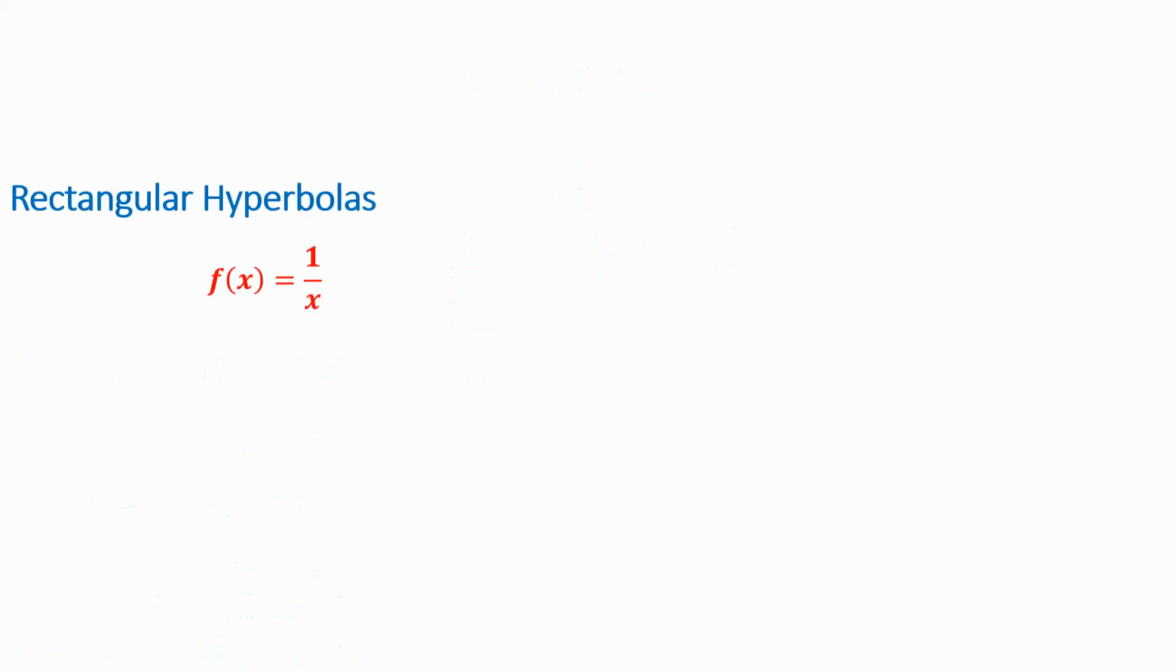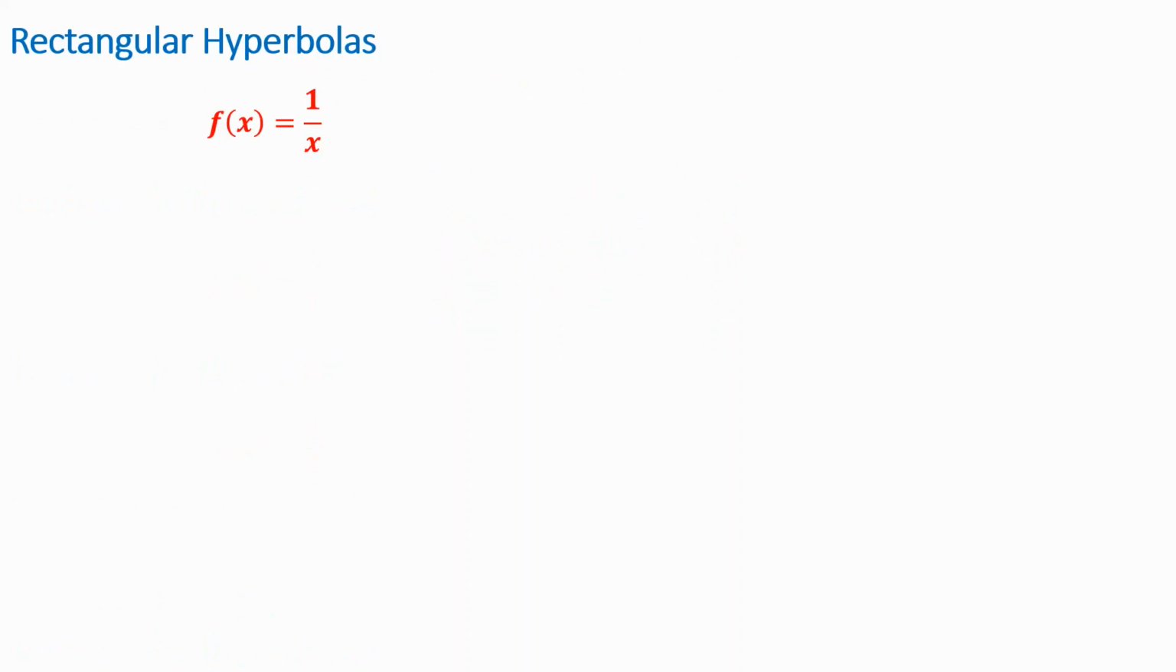Hyperbolas. Let's start off with this. So this is your rectangular hyperbola in terms of equation. Notice I used f of x. The reason why I'm using f of x is I want you to get used to that notation. It's the same thing as your y. Okay, so y equals 1 on x, or think of it as f of x equals 1 on x.